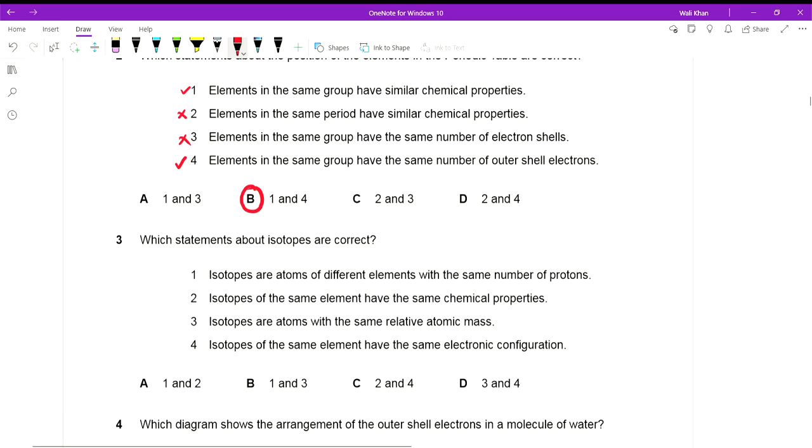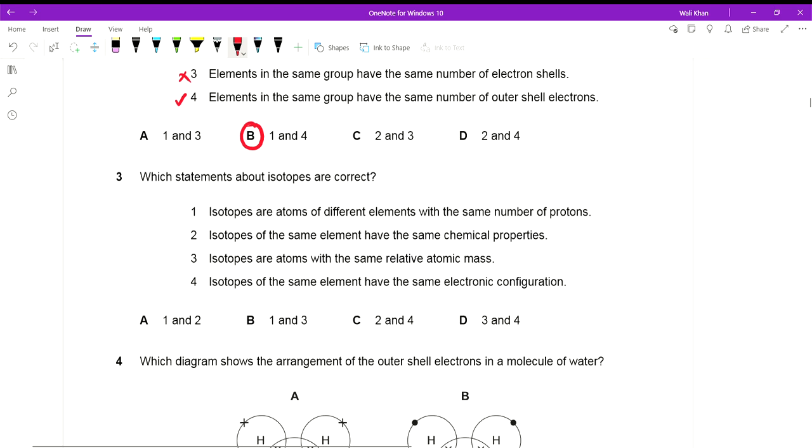Which statement about isotopes are correct? Isotopes are atoms of different elements with the same number of protons. No. Isotopes of the same element have the same chemical properties. Yes. Isotopes are atoms with the same relative atomic mass. No. Isotopes of the same element have the same electronic configuration. Yes. So 2 and 4. Option is C.